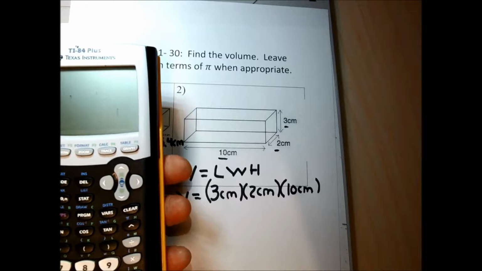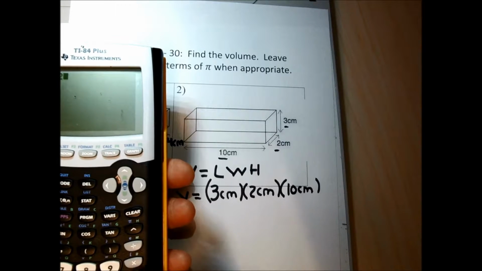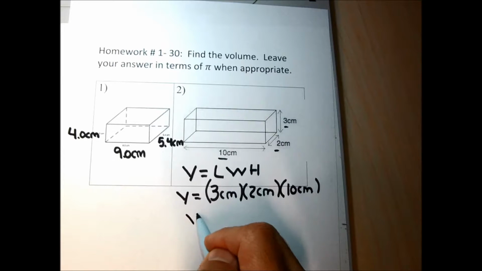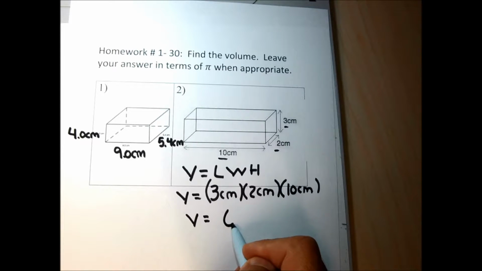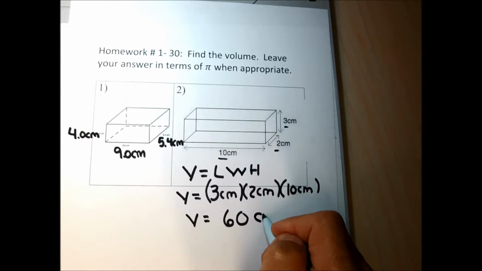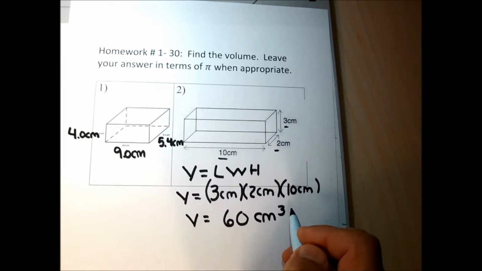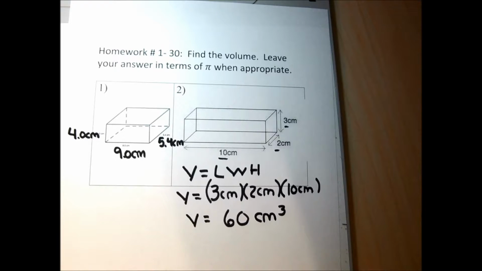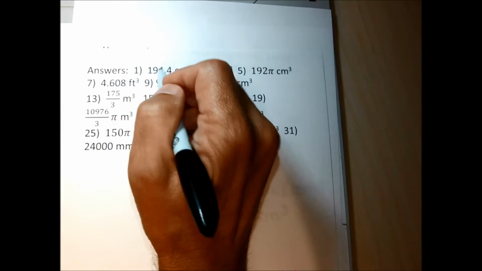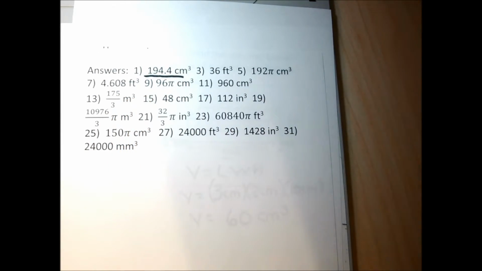So I'm going to go 3 times 2 times 10, and I get 60. So my answer in number 2, the number is 60. I've multiplied centimeters times centimeters times centimeters, so I get 60 cubic centimeters. I have answers written for all your problems. Your problem 1 should have an answer of 194.4 cubic centimeters.